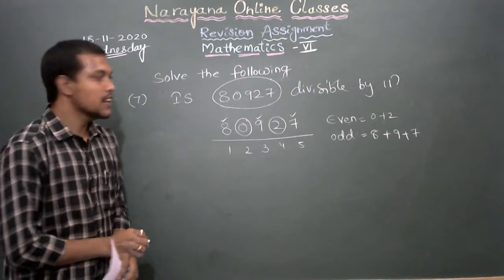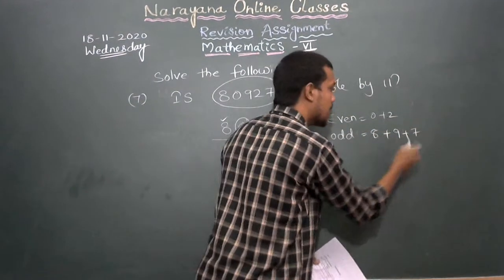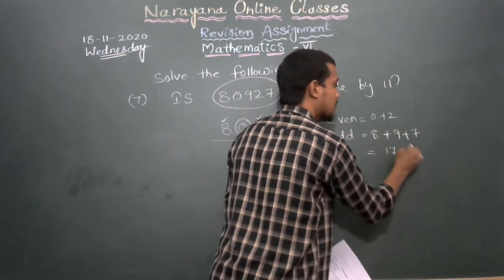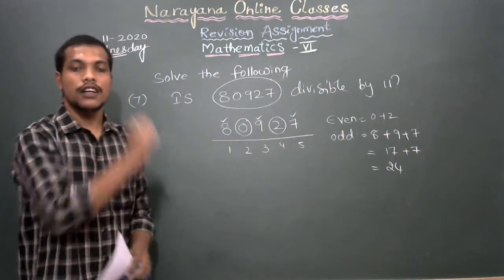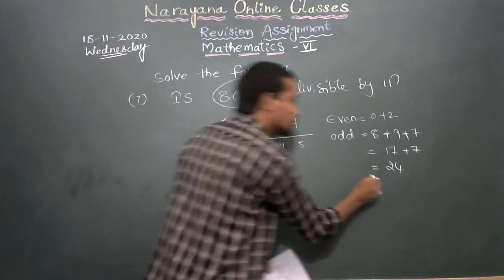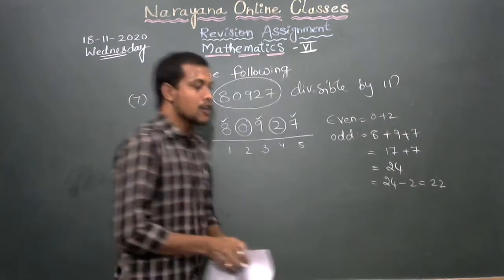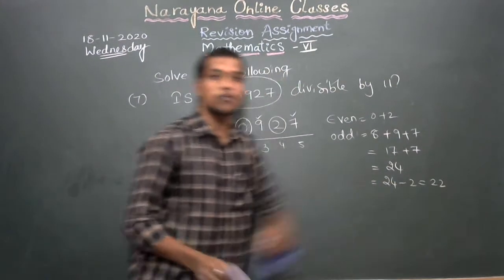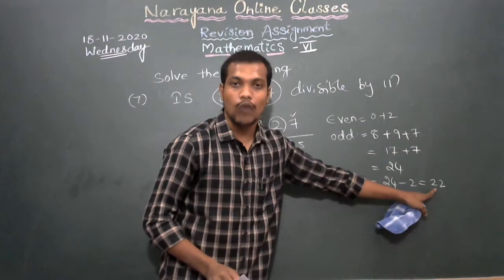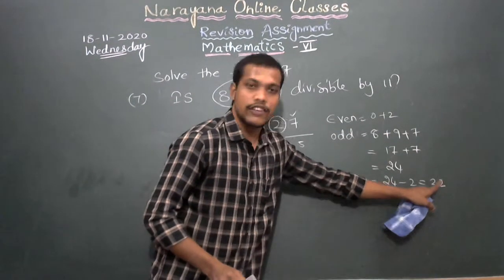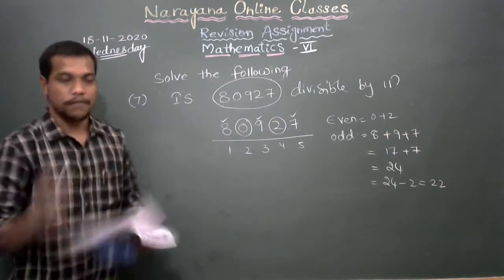So 8 plus 9 is nothing but how much? 17. 17 plus 7 is 24. Now subtract the highest value minus the least value: 24 minus 2 is 22. So is 22 divisible by 11 or not? Yes, it is divisible, 11 twos are 22. So this 22 is divisible by 11, which means the complete number is also divisible by 11.